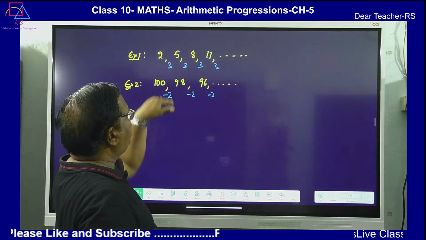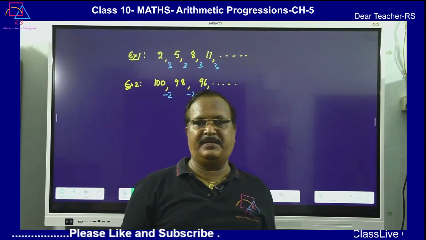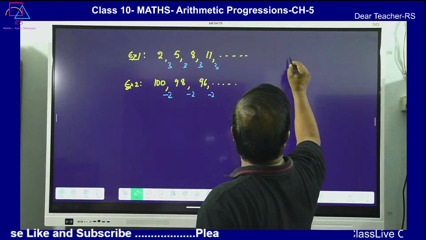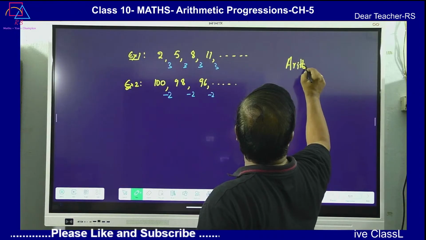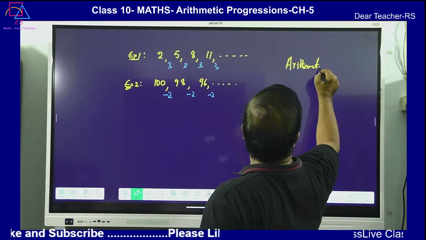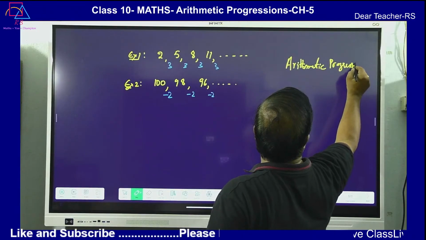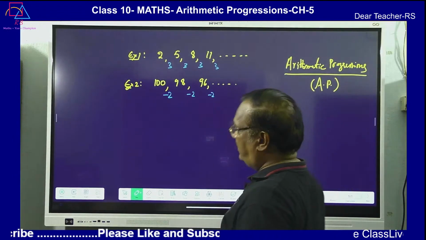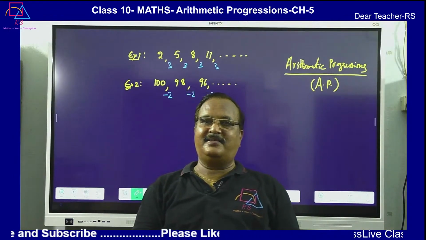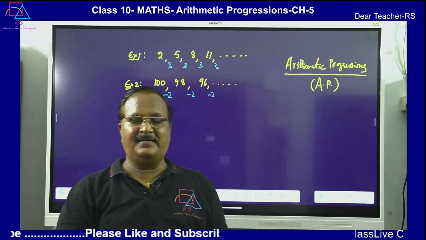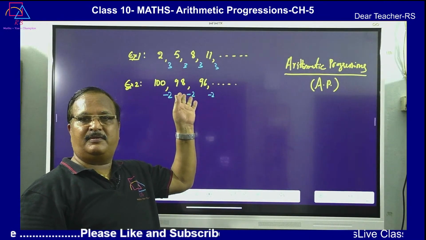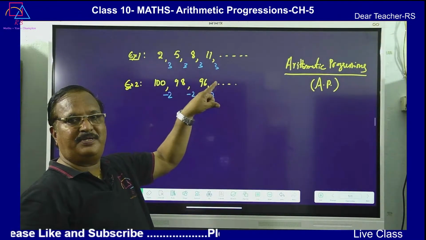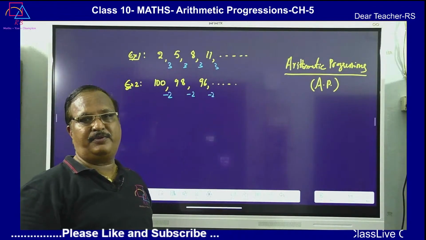So this type of adding a fixed number to get the next number we call an arithmetic progression. Simply we call it AP also. It is not Arunachal Pradesh, it is not Andhra Pradesh. These types of patterns of numbers, progressions, sequences, where we add a fixed number to get the next number, are known as arithmetic progression.